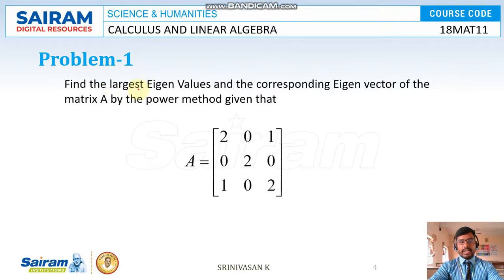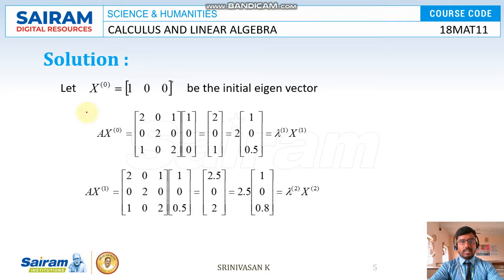Find the largest eigenvalue and the corresponding eigenvector of the matrix A by using the power method. This is the question. The given matrix is A equal to [2 0 1; 0 2 0; 1 0 2]. It's a 3 by 3 matrix. Solution: let us take the initial vector X0 equal to (1 0 0) as the initial eigenvector.